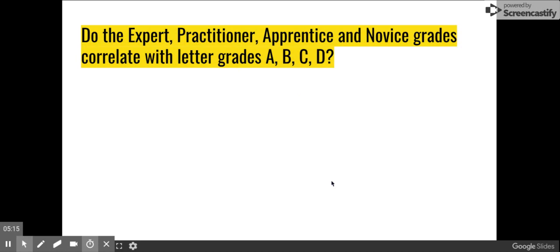Now, this concept is important to understand. Do the expert, practitioner, apprentice, and novice translate into the letter grades of A, B, C, and D? And the answer is no. Avoid making the mistake of trying to translate a standards-based grade into a traditional letter grade. To truly understand what the grade means, take the time to understand the rubric.